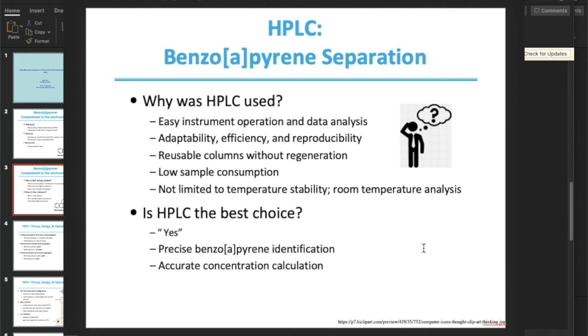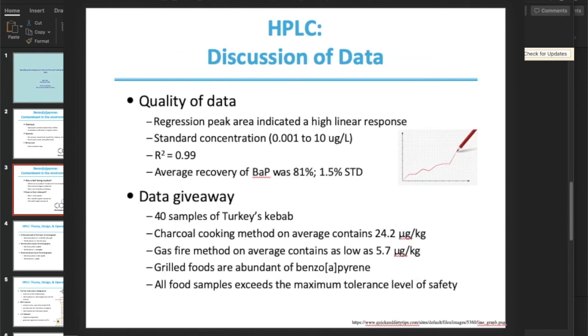HPLC is a reliable tool for non-volatile compounds. The column can be reused, it has low sample consumption, and it is not limited by temperature stability. On the other hand, despite the process being costly and somewhat sensitive to interference, this instrument is still effective to use to produce high resolution results. So in this lab, from the useful plot of retention time and intensity produced, we can easily calculate the concentration precisely and also identify compounds easily compared to other instruments.